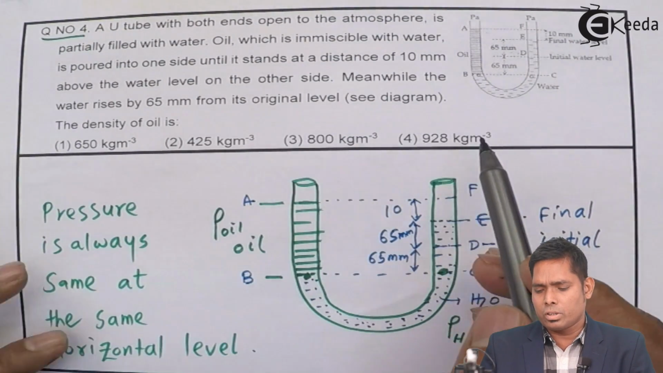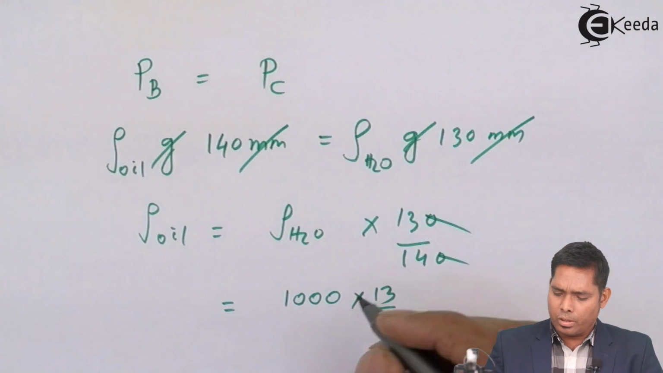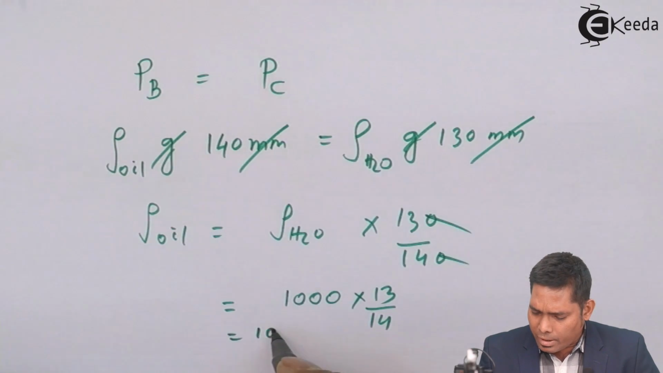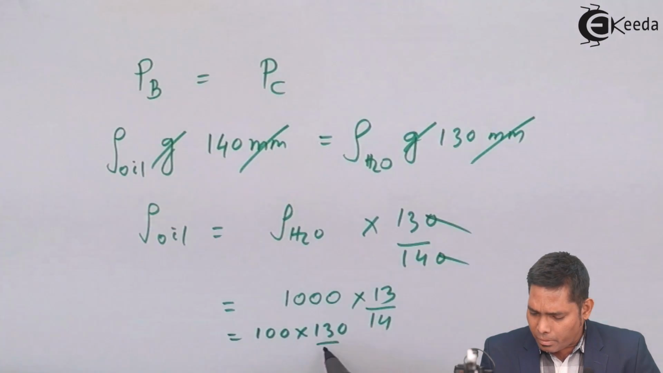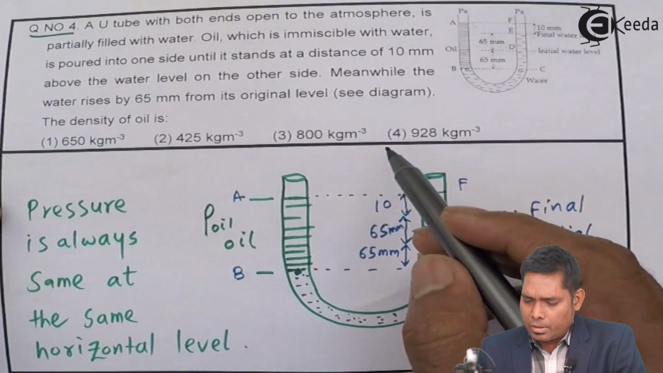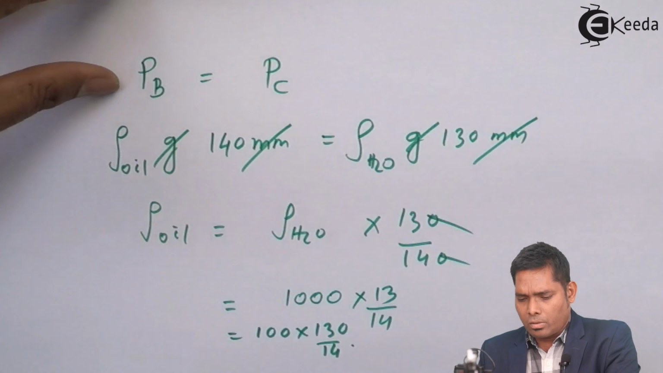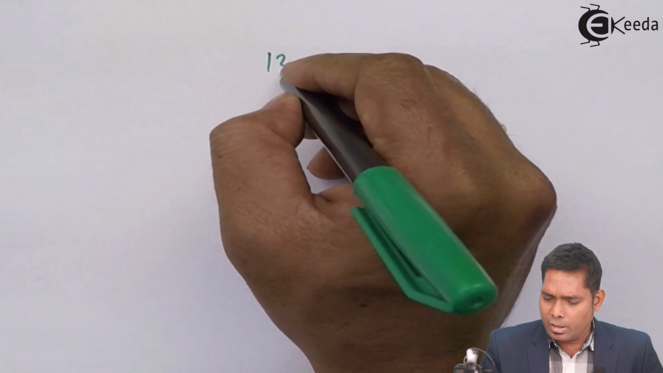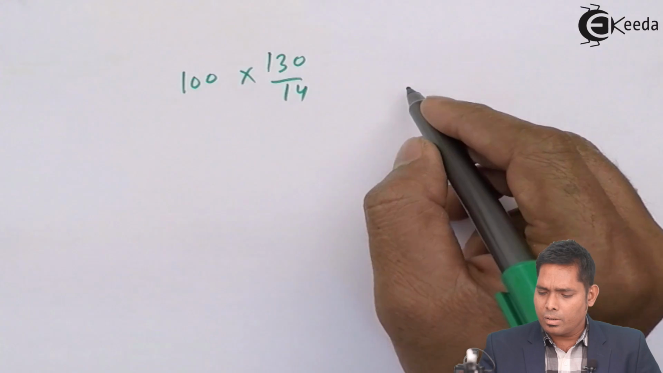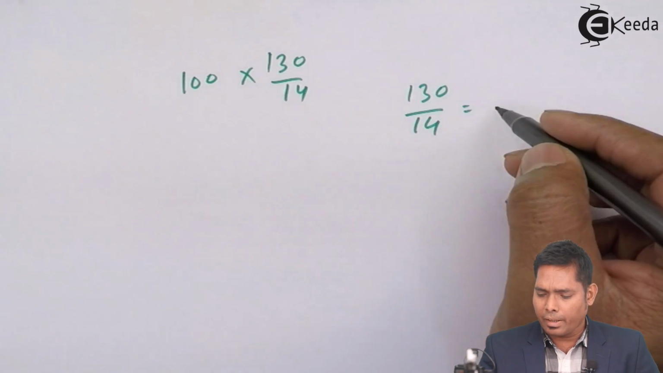This is how you have to check in your exam, but still if you want to find the value, then you can also find it out. You can do it like this. You can write this as 100 into 130 divided by 14. I know that this will be the answer because this is the right option, but still I will just solve it for you. 130 divided by 14 into 100, this is the answer. So first let us find this one. 130 divided by 14 equals 9 point something.